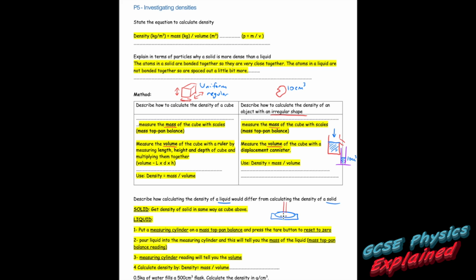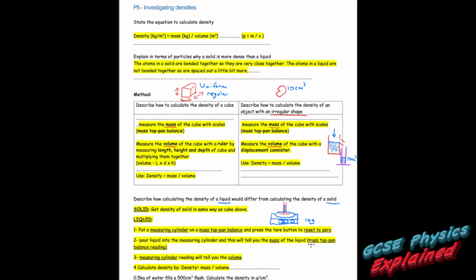Put the measuring cylinder on there. Now, you press the tare button so that it goes back to 0 grams. Then pour the liquid into the measuring cylinder and this will tell you the mass. So if I fill this up with liquid, it might now go to, say, 10 grams. So obviously the mass of the liquid is 10 grams.